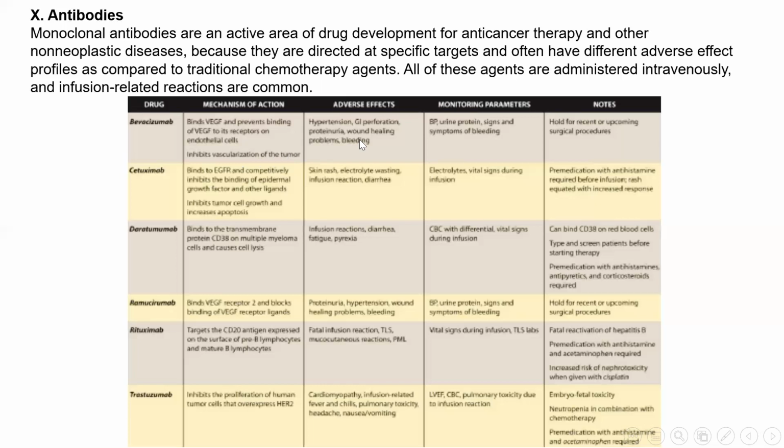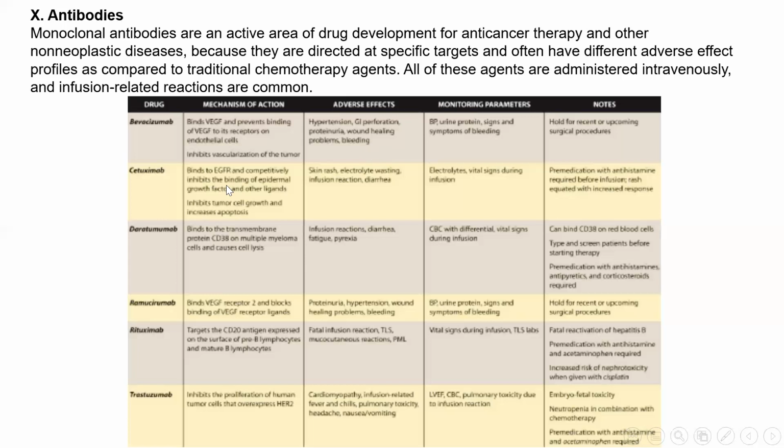And of course, if there is an inhibition of vascularization, this means there are not enough blood and nutrients reaching the tumors, and tumors die or shrink in size. In the side effects, this agent could induce hypertension, gastrointestinal perforation, proteinuria, or wound healing problems, in addition to bleeding.